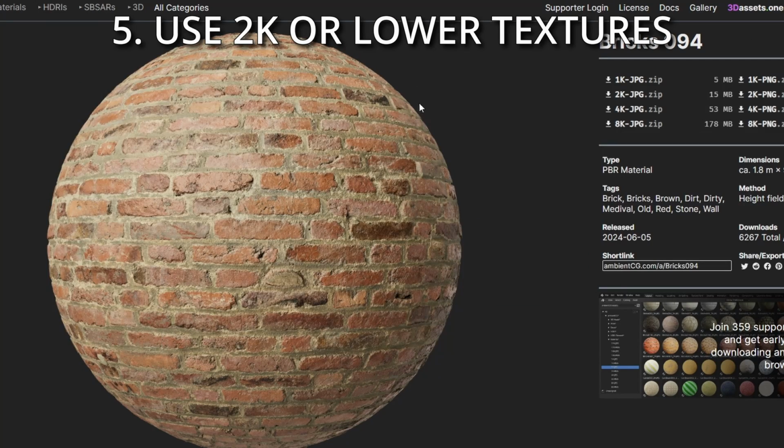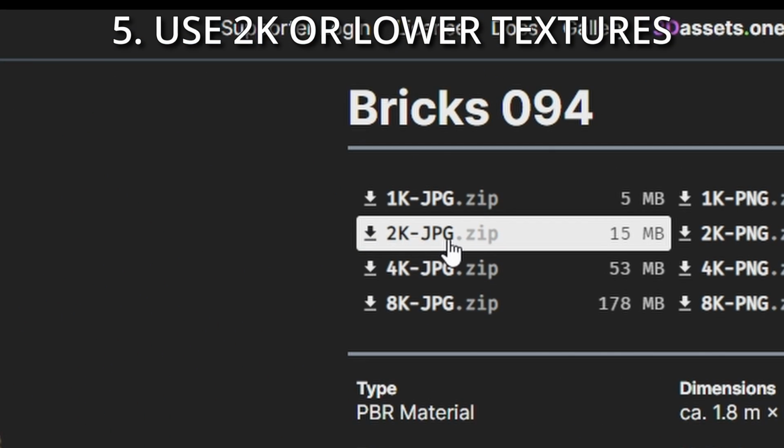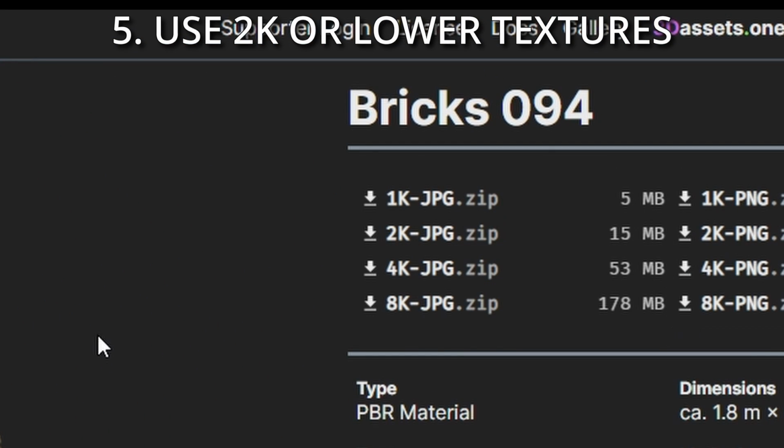Now here I am on a website called Ambient CG. If you're ever getting textures, make sure they're 2K or below. If you get anything 8K, that means it's a bit expensive and also you can't really use it.